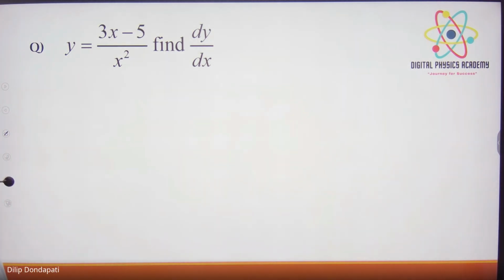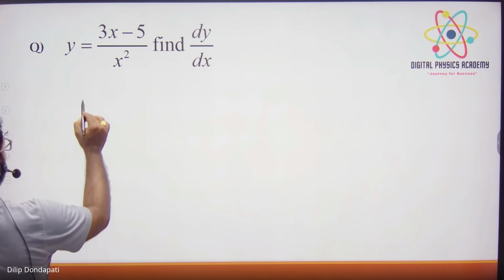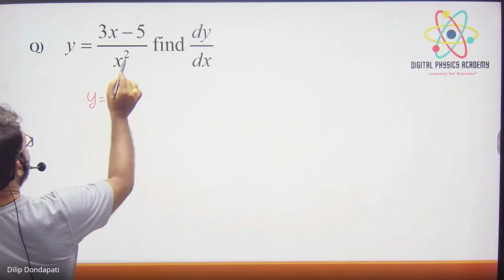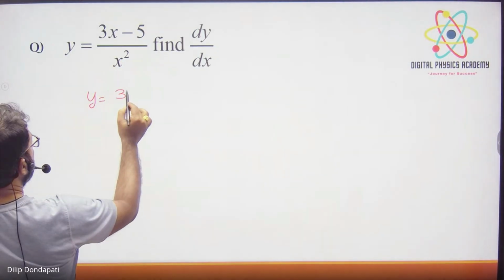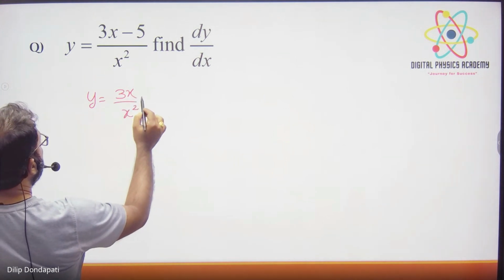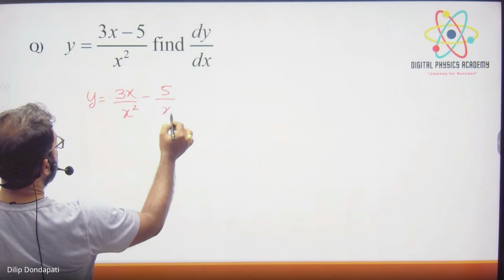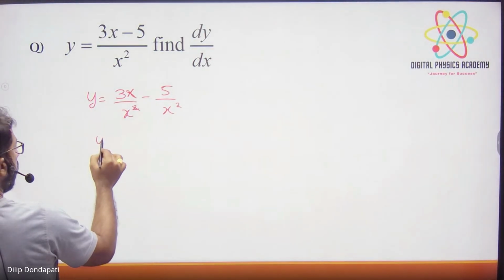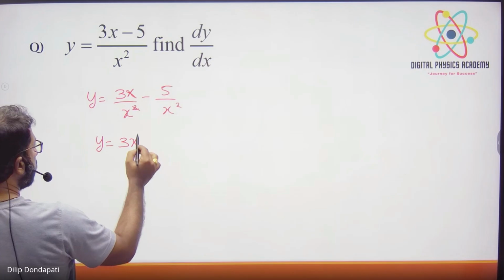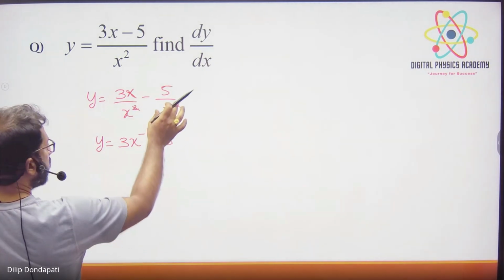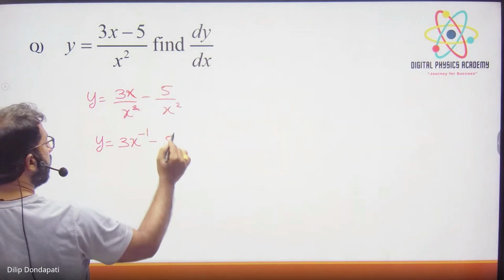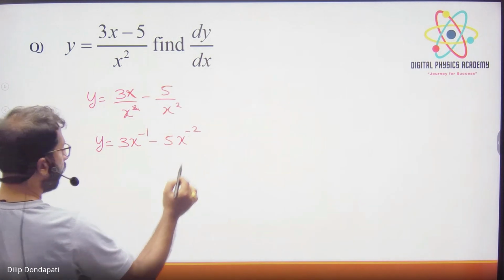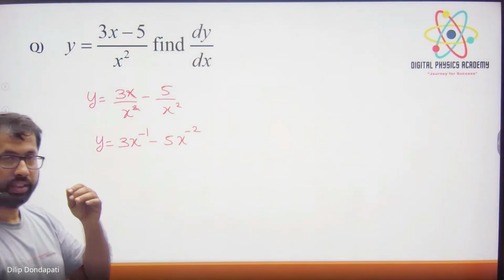So use dy by dx. You can split the expression. This denominator belongs to both, right? I can write this as 3x by x square minus 5 by x square. x cancels, so going up, 3x power 1 minus 1... and 5 by x square going up, it is x power minus 2. Right? Now differentiate.